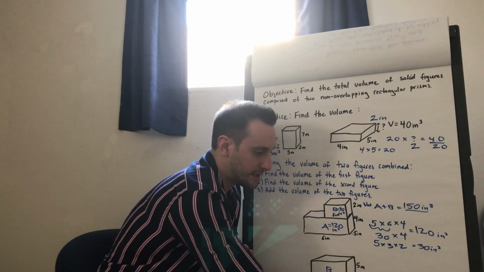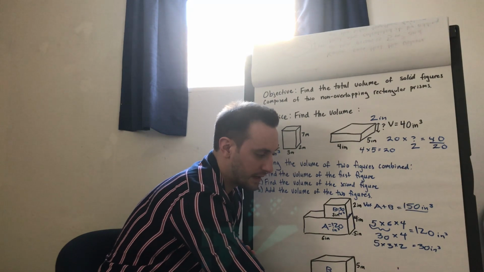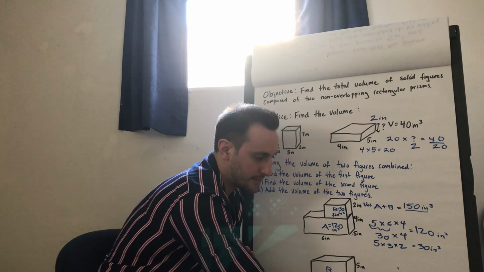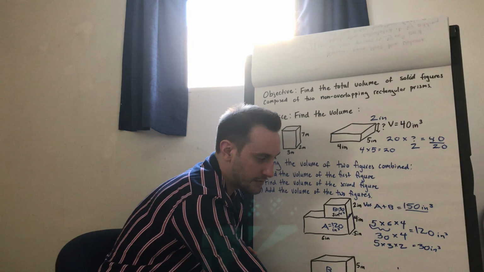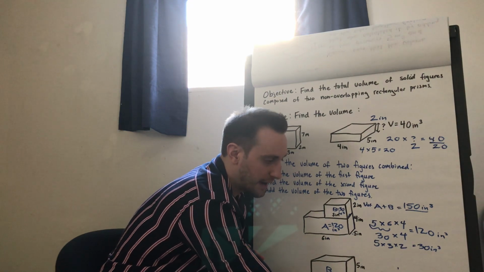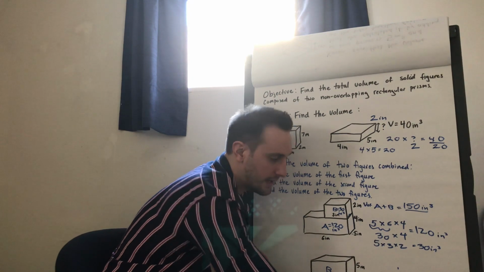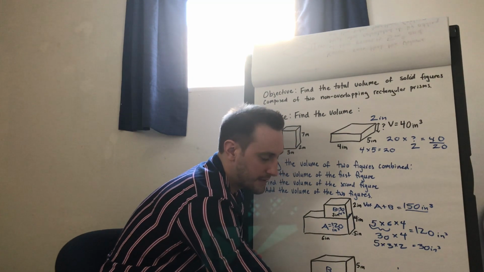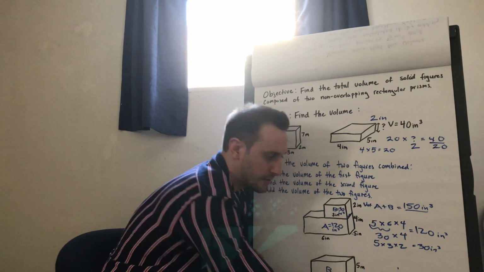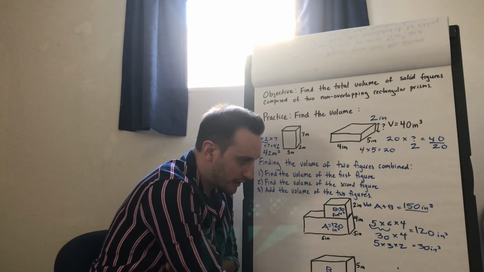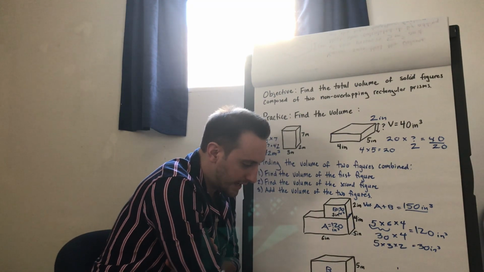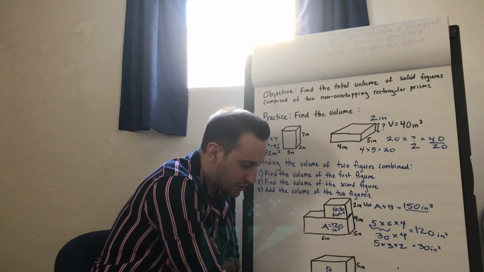What's 3 times 14? Well, 3 times 4 is 12, carry the 1. 3 times 1 is 3, so that's 42 times 5. And so 5 times 2 is 10. 5 times 4 is 20. So this has a volume of 210 inches cubed.